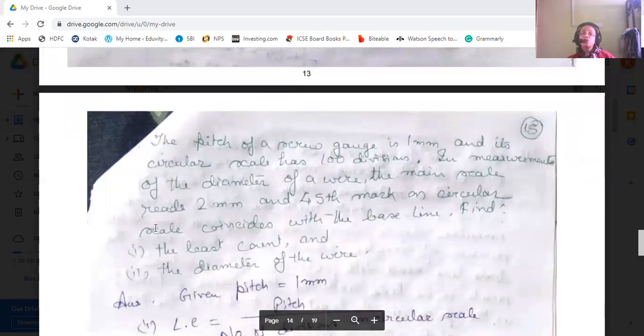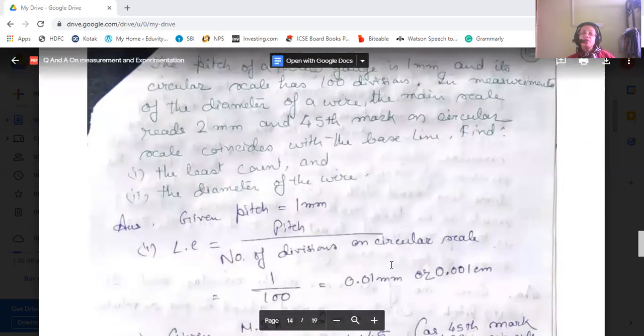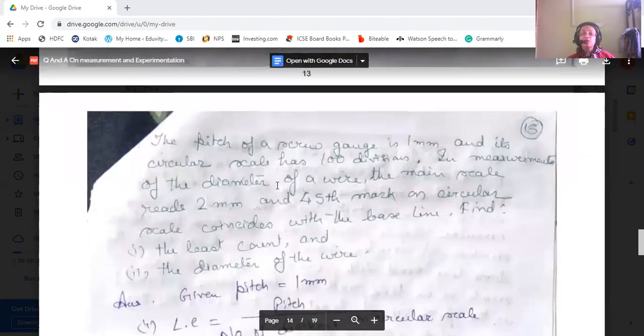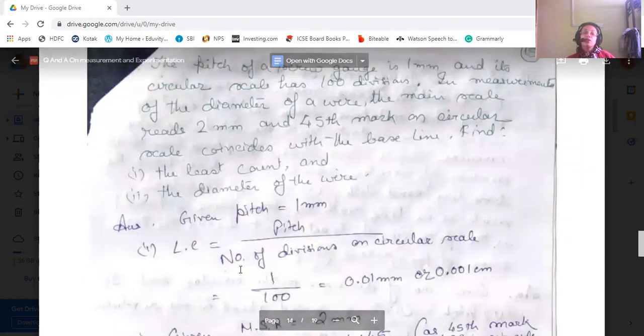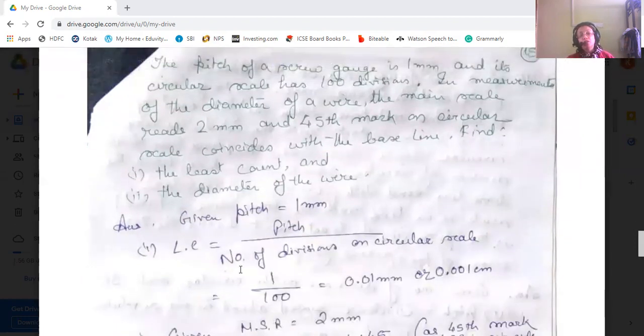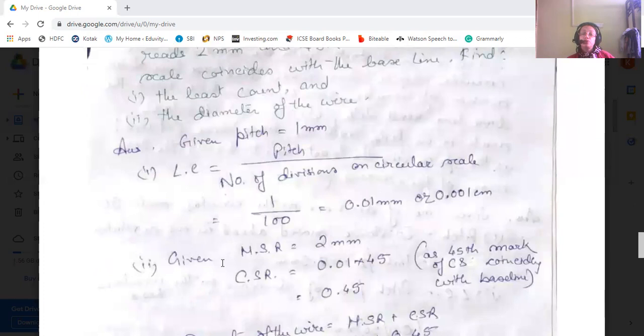Next question is, the pitch of a screw gauge is 1 millimeter and its circular scale has 100 divisions. In measurement of the diameter of a wire, the main scale reads 2 millimeter and the 45th mark on the circular scale coincides with the baseline. Find the least count and diameter of the wire. So pitch is given as 1 millimeter, and the circular scale has 100 divisions. So least count will be pitch divided by the number of divisions on the circular scale, that is 1 by 100, which is equal to 0.01 millimeter or 0.001 centimeter.